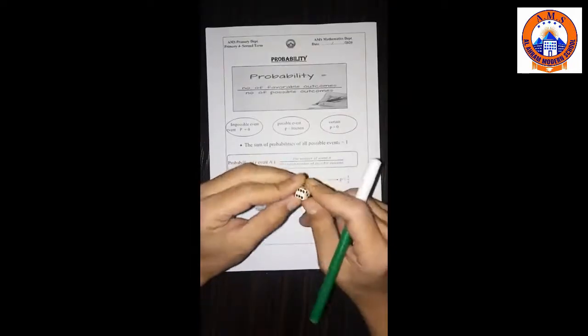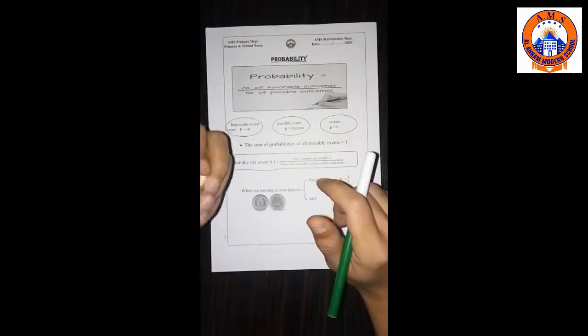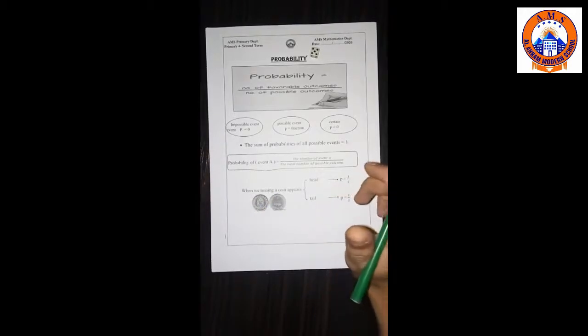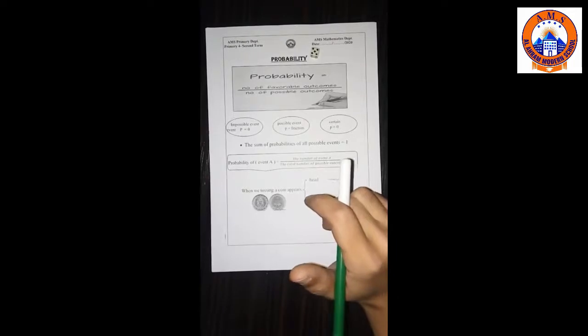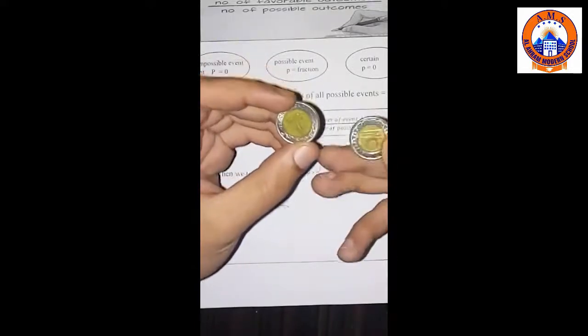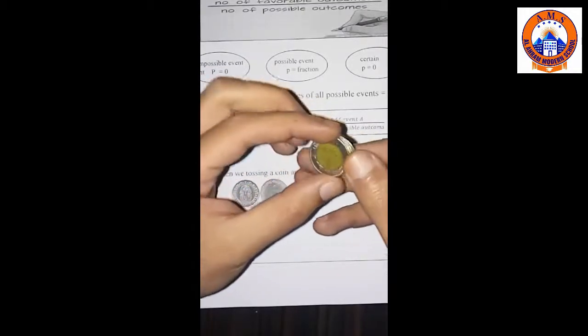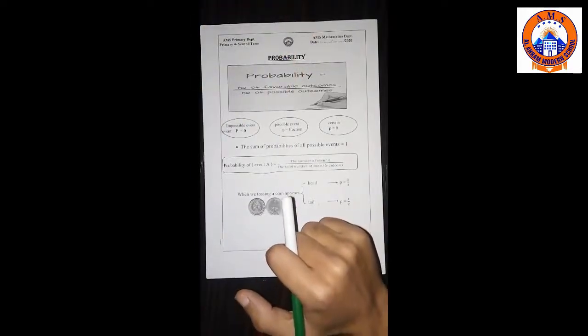So I know all the possible outcomes coming out from the die, but I'm not sure which outcome will certainly occur. Another random experiment is tossing a coin. When you toss a coin, you can get a head or a tail, but which outcome will certainly occur, I don't know. So the probability is calculated for this kind of experiment, for random experiments.